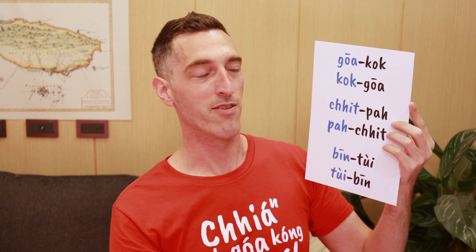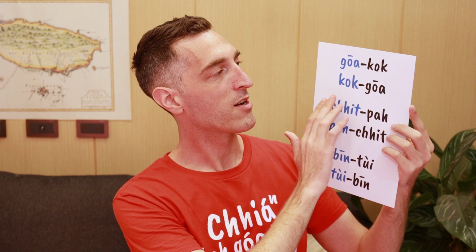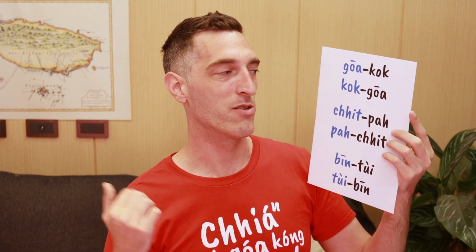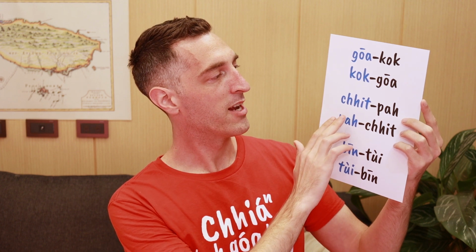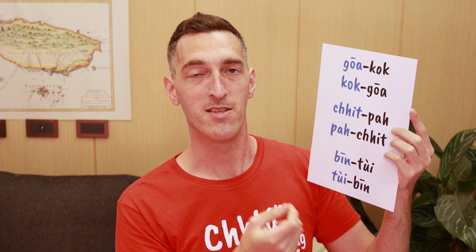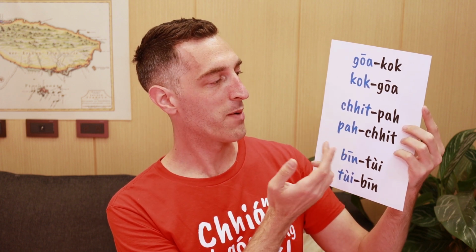So here we've got gōa-kok, which means a foreign country. And here we've got kok-gōa, which means overseas or outside of the country. So gōa-kok, kok-gōa. And that's a really good way to hear how those two tones change. Here we've got chhit-pah. Now, if you remember from the very first video, it was our very first word, pah. It means 100, and chhit here means 7. So we've got 700, chhit-pah. And swap it around, we get pah-chhit.